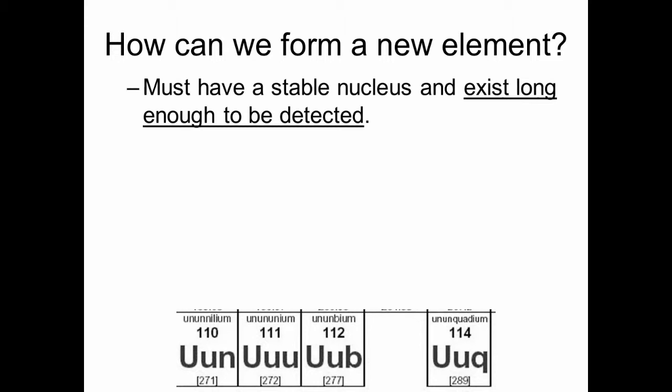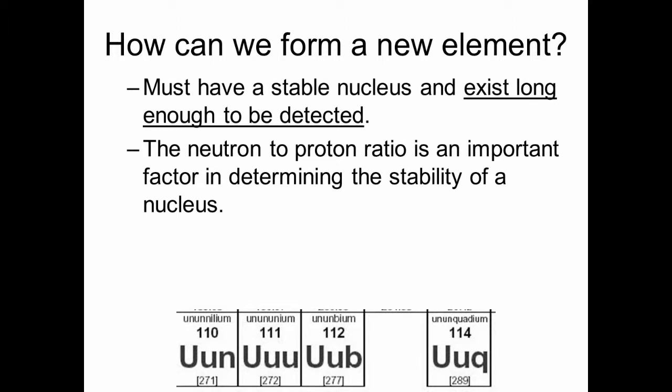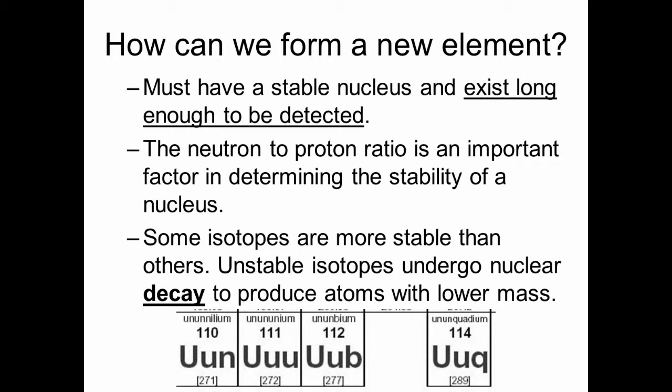How can you form a new element? So this was in the little island of stability video that we watched. It's like bowling. You basically bombard a large nucleus with a small nucleus and hope that they stick together and make an even larger nucleus. You have to have it exist long enough to be detected. And you again have to pay attention to that neutron to proton ratio in order to make sure that you've got a stable nucleus. Some isotopes are more stable than others, like I've mentioned before, and the unstable isotopes can undergo nuclear decay.